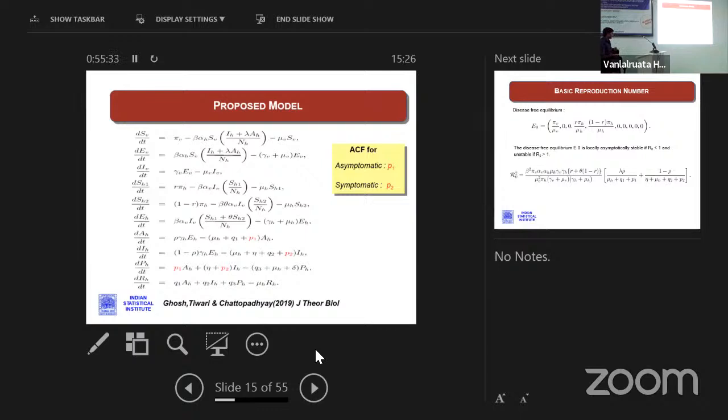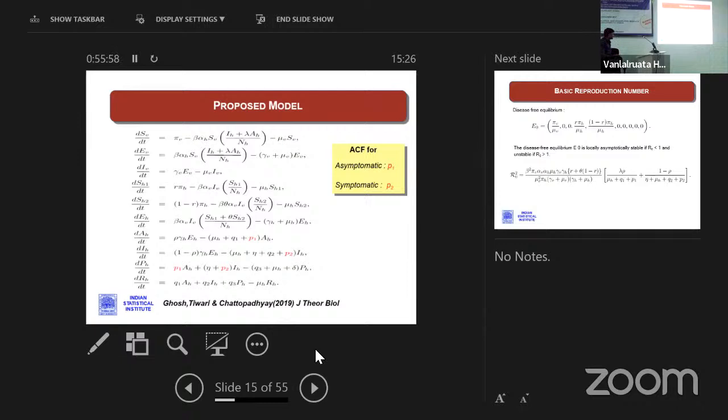So from the exposed class, where are you moving? From exposed, you are moving to the asymptomatic class or to the infected class. At rate rho, you are moving to your asymptomatic class. At rate 1 minus rho, you are moving to your infected class. Isn't it?